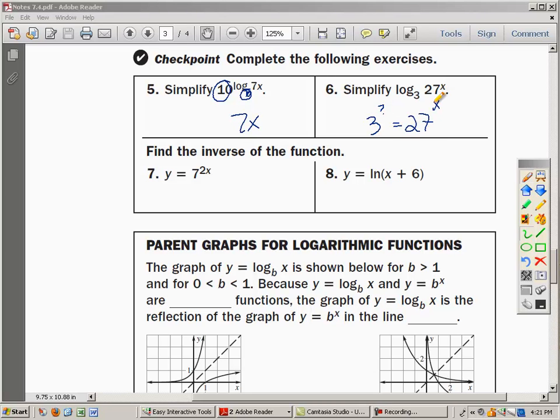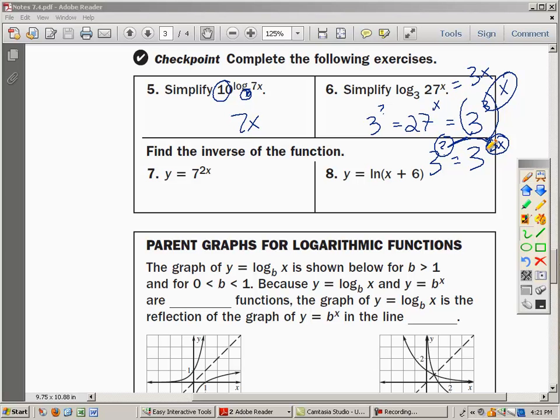All right, so we need to write 27 as a power of 3. 27 is the same thing as 3 cubed, then to the x power. So this becomes 3 to the 3x power, because 3 times x is 3x. So 3 to what power equals 3 to the 3x power? Well, for obvious reasons, this is now 3x because these have to match.